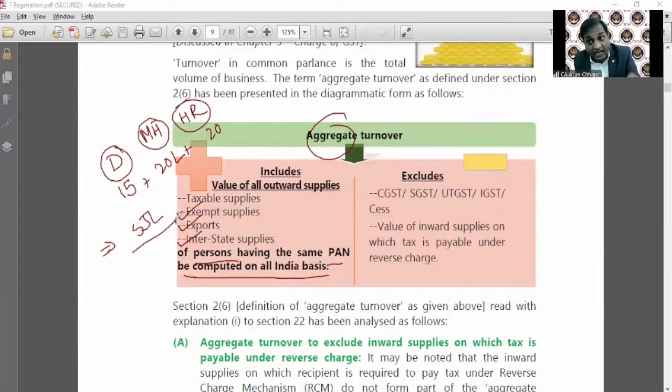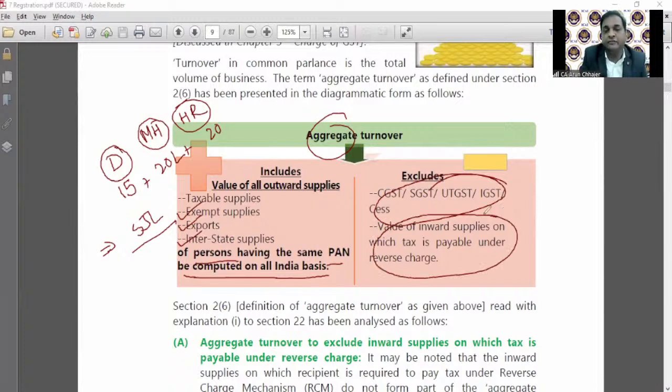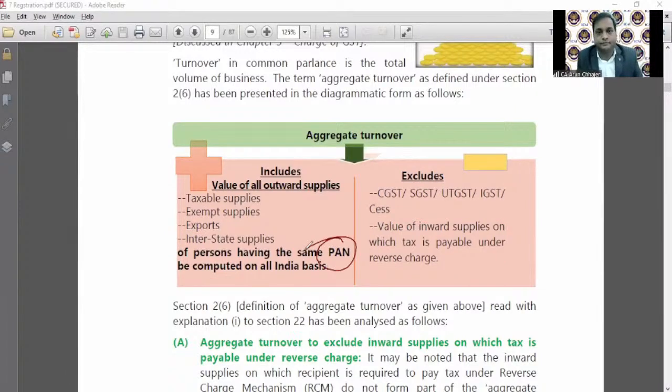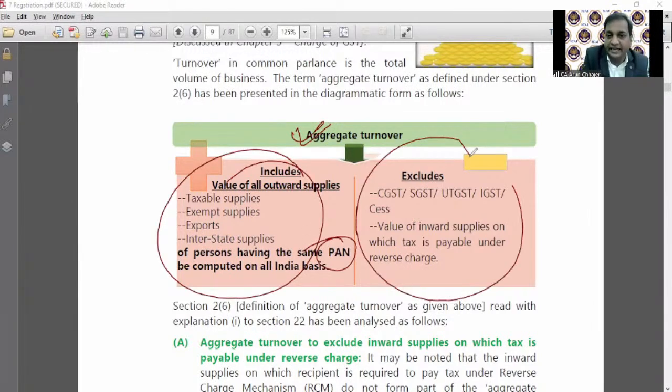Which part would not be included in the aggregate turnover? Taxes and inward supply on which RCM is applicable. Now you have completed the RCM chapter. So if I need to pay the tax on reverse charge, that particular transaction will not be added in the aggregate turnover. So you may expect a direct question on aggregate turnover, what to be added, what not to be added.